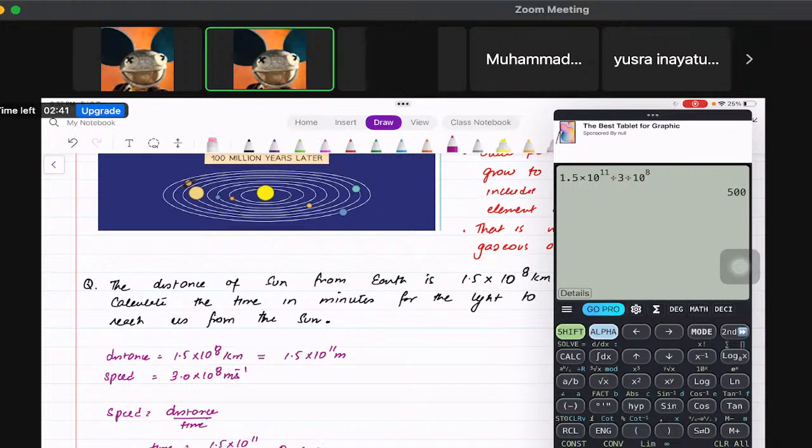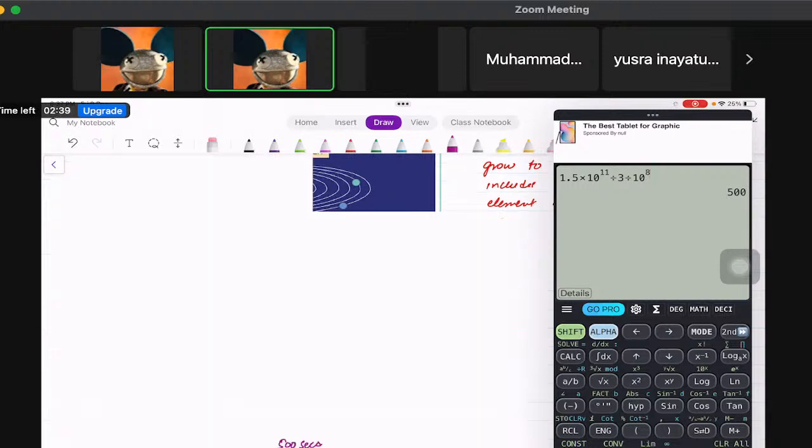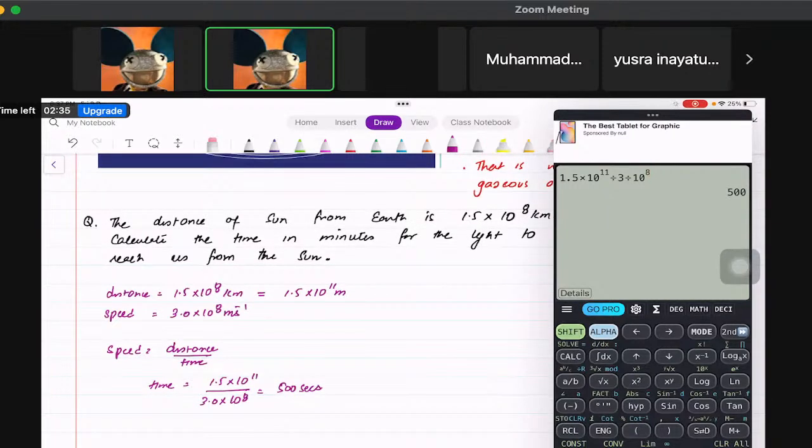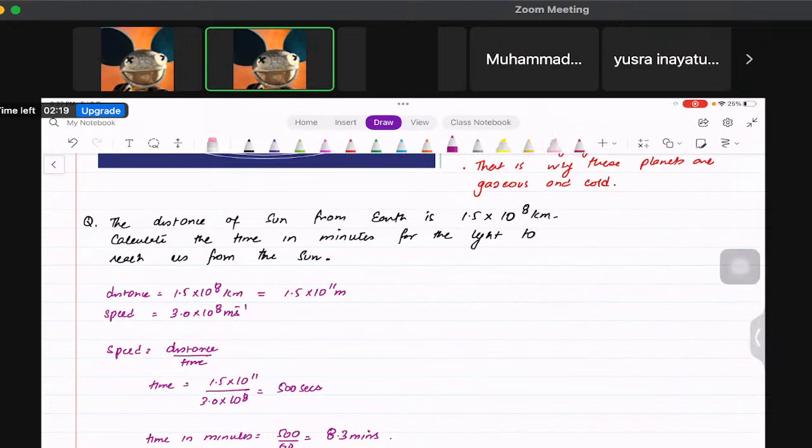Now, how do we convert seconds into minutes? We divide by 60. So that's going to be 8.3 minutes. Is that clear, everybody? So the light you see shining on us basically reaches about 8 minutes late from where it is produced. Understood, everyone? Any questions?